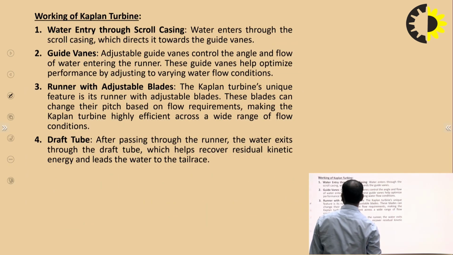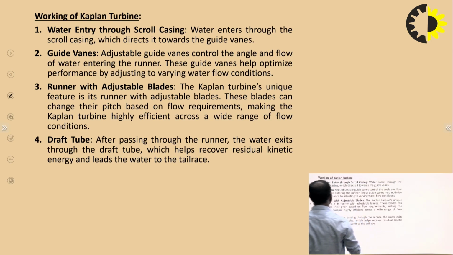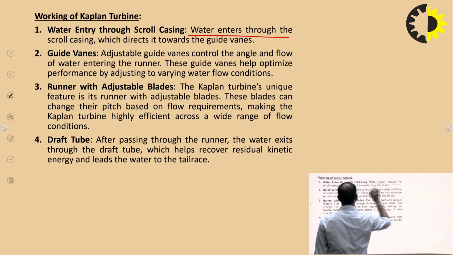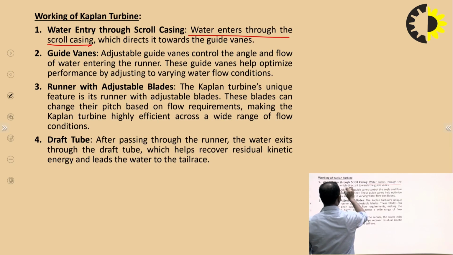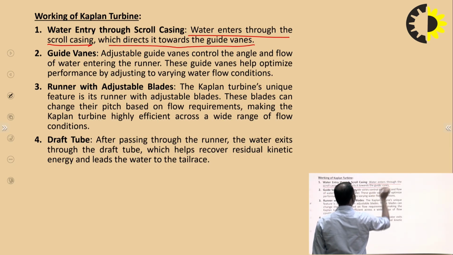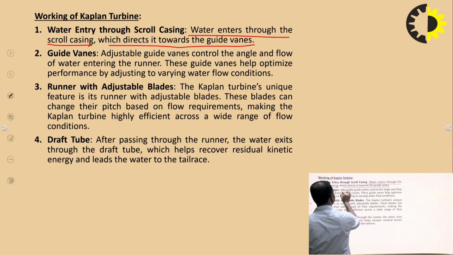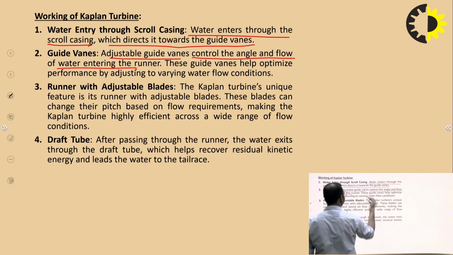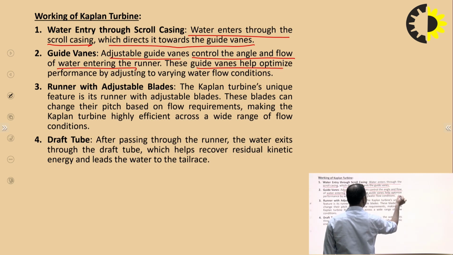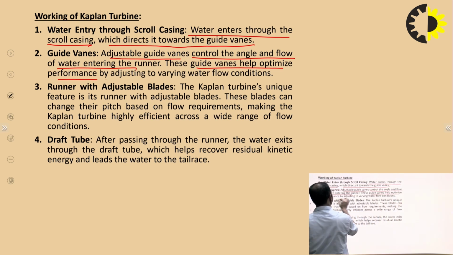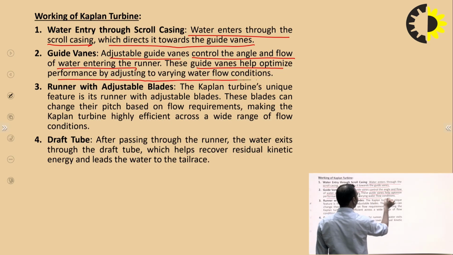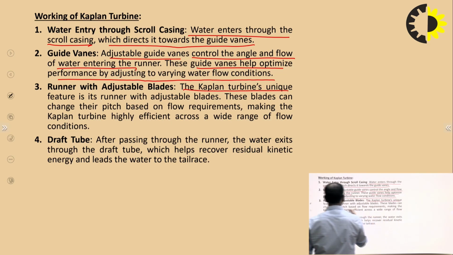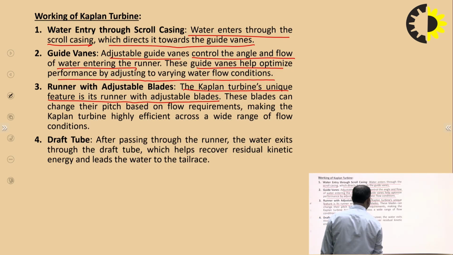Then what is the working behind Kaplan turbine? So first of all, water enters through the scroll casing, which directs it towards the guide vanes. Then adjustable guide vanes control the angle and flow of water entering the runner. These guide vanes help optimize performance by adjusting to varying water flow conditions. Then the Kaplan turbine's unique feature is the runner. It's a runner with adjustable blades.